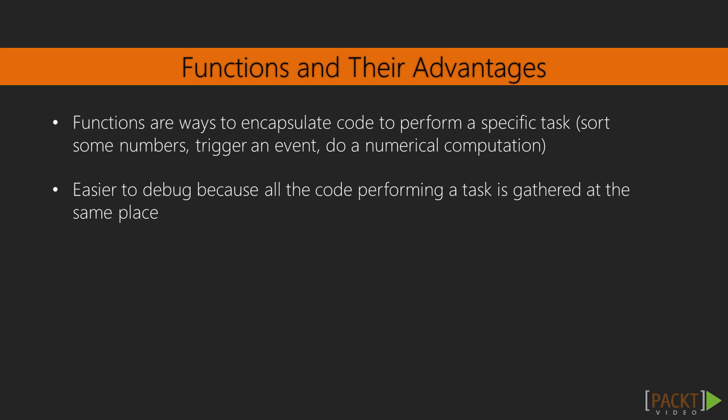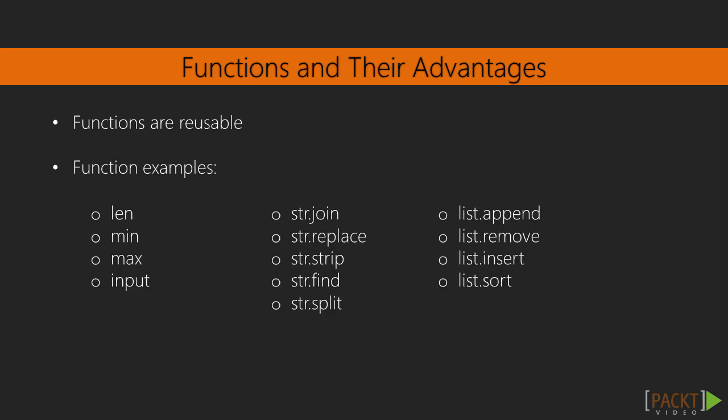A function is a way to encapsulate code into performing a specific task. This could be anything from sorting numbers, triggering an event, or maybe even doing some kind of numerical computation. The advantages to using a function is that it's easier to debug, it's easier to find a mistake, and the code you write in a function is reusable.